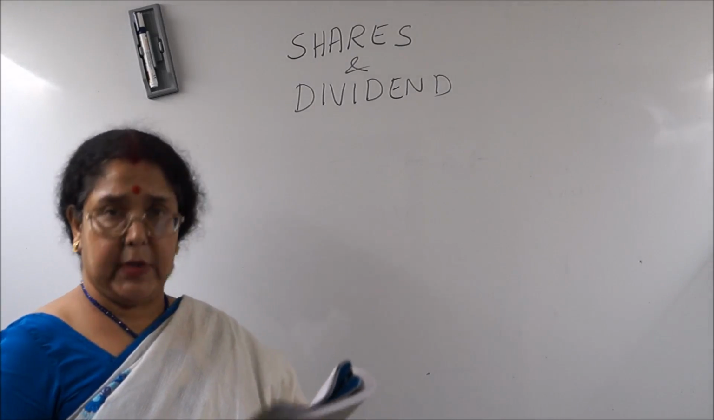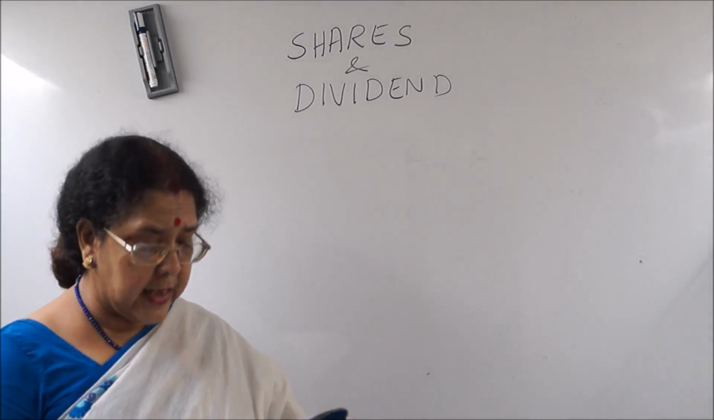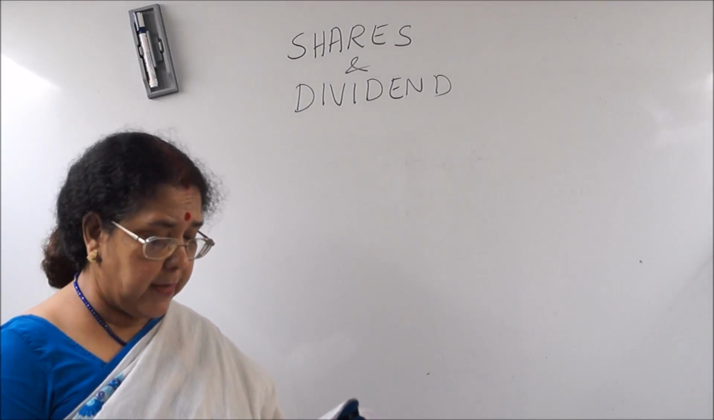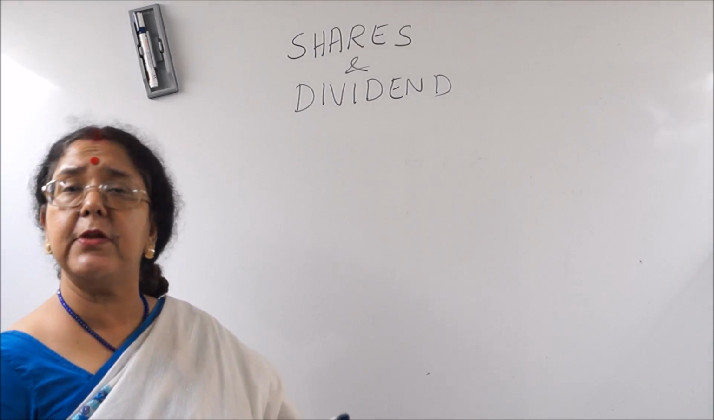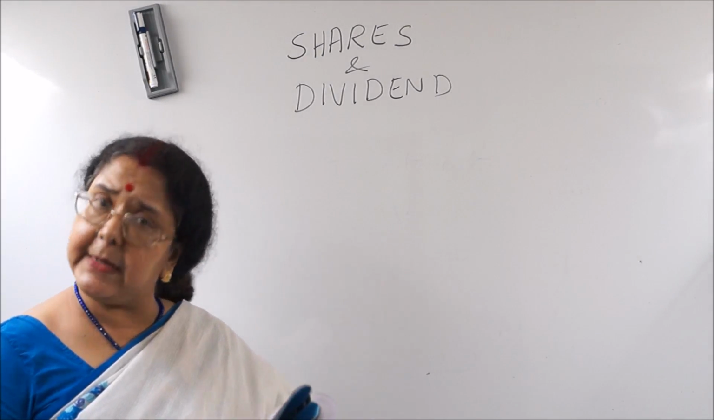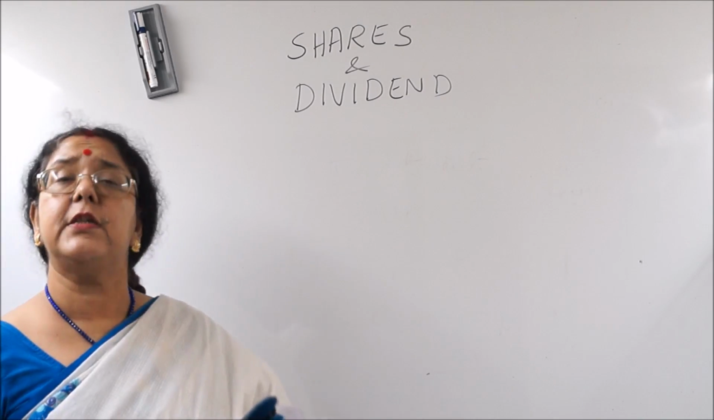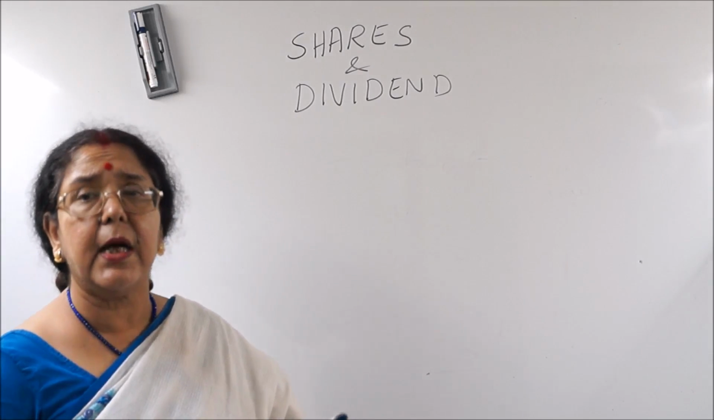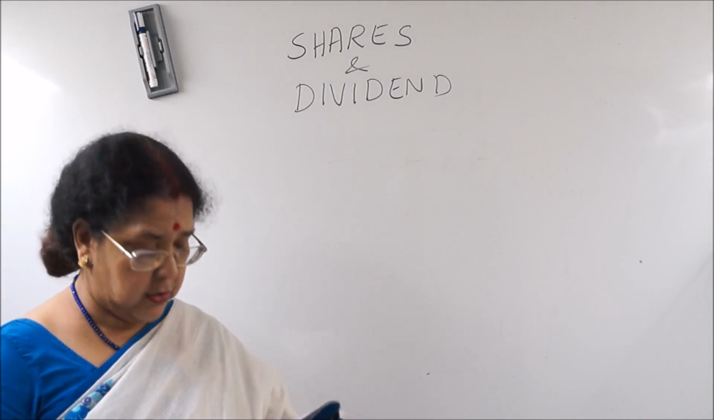I will read out the question first for you. Priya purchased 400 shares of the face value of rupees 100 each from the market at rupees 300 per share. So this statement tells us the number of shares Priya purchased, that is 400 shares, the face value of each share, that is rupees 100 each, from the market at rupees 300 per share. That means rupees 300 is the market value of the share.